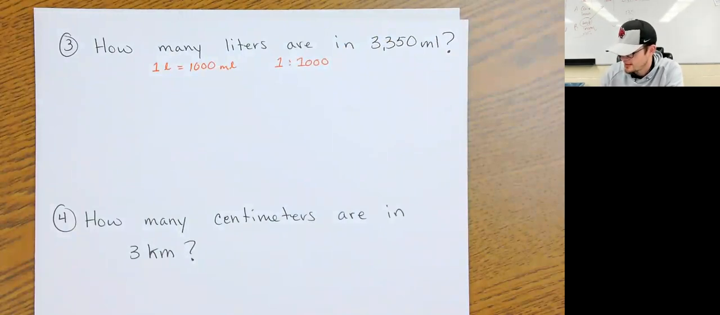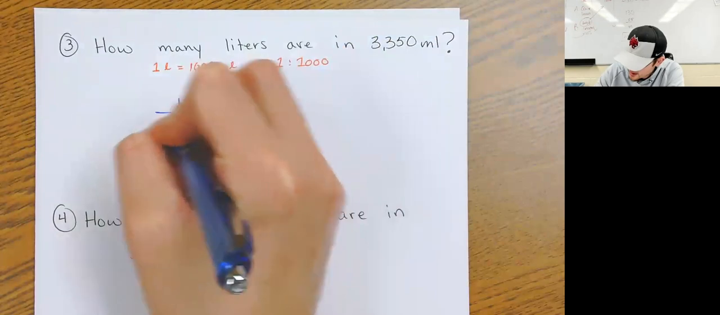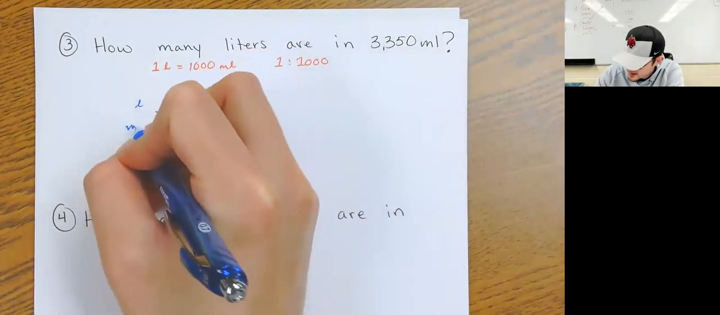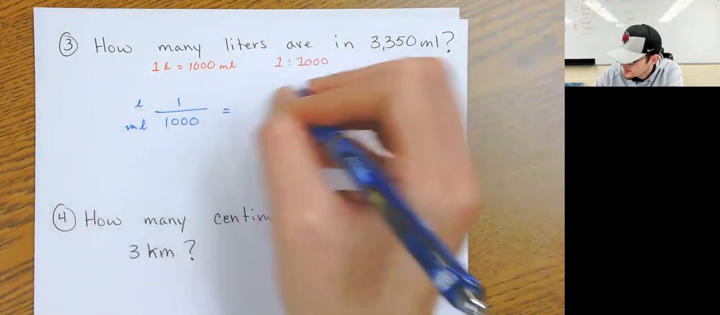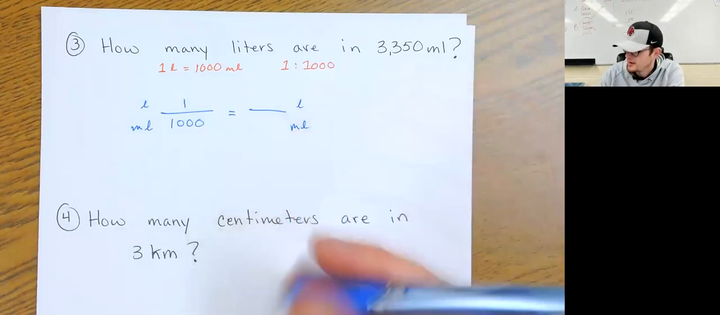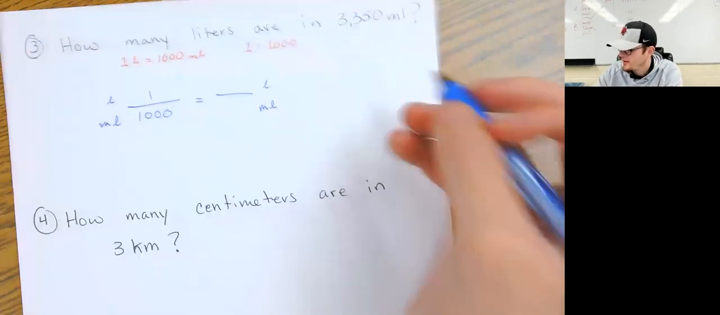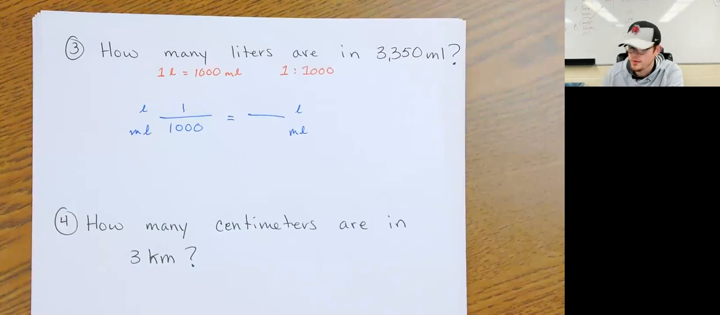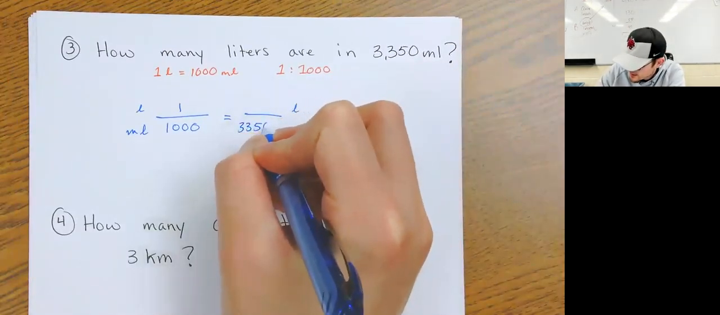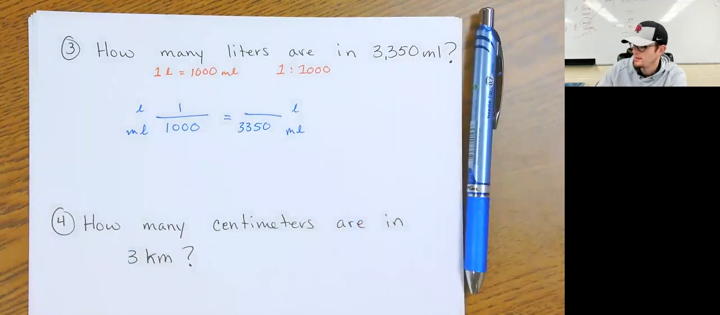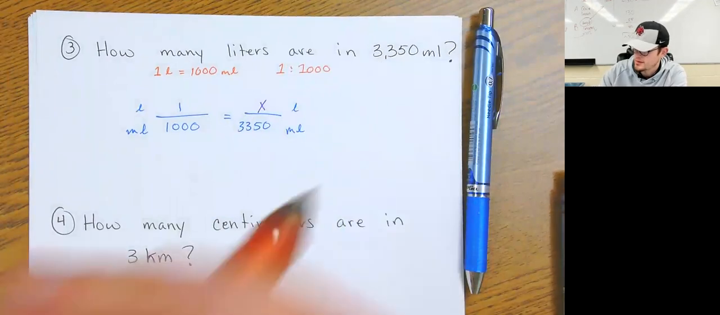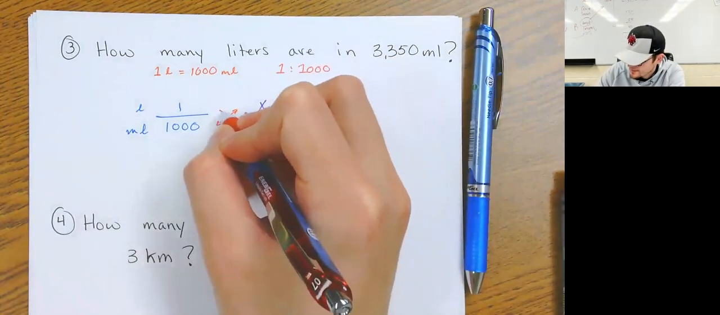So we're gonna try and solve this. So I'm gonna set up my ratio. I got a 1 to 1,000, and this is the liters, this is the milliliters. All right, equals, this is gonna be the liters, and this will be the milliliters. I have the milliliters. So that's 3350, which means I'm trying to solve for my liters. Put x there. Start off, cross multiply.